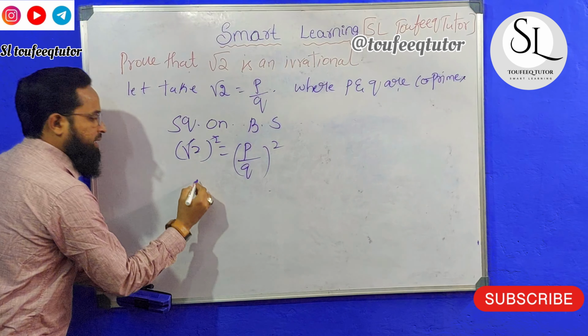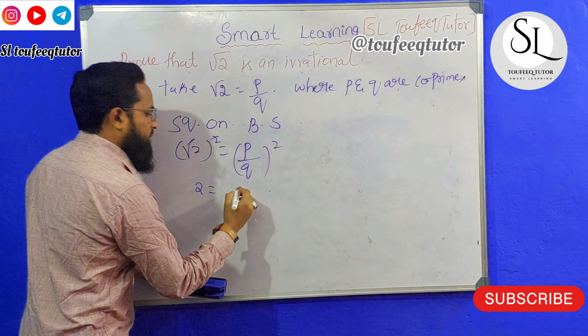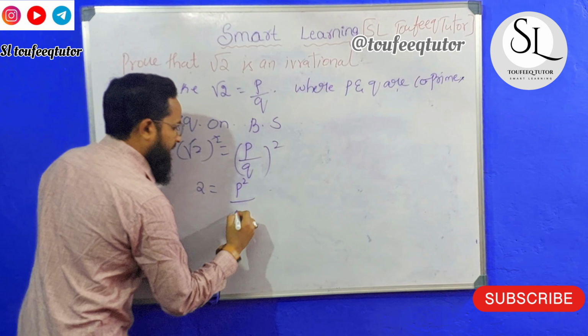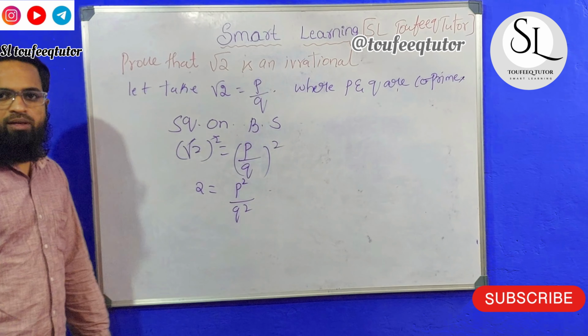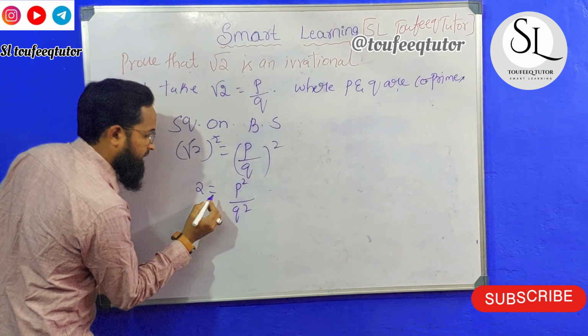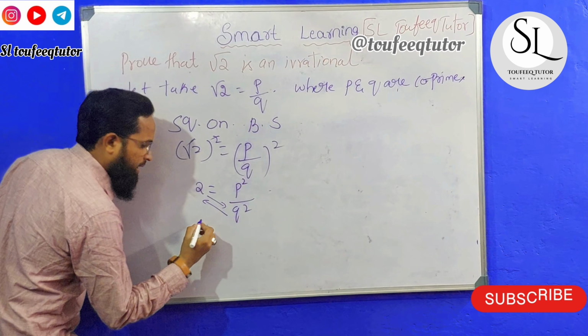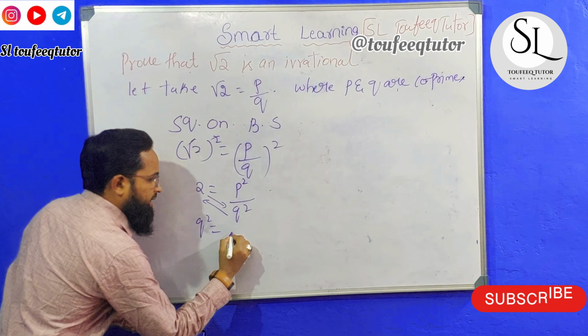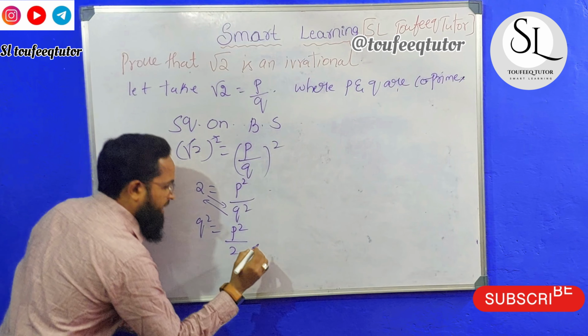This square and root get cancelled. 2 is equal to P square by Q square. So what to do in this? We need to interchange. What to interchange? Transpose. So Q square is equal to P square by 2.